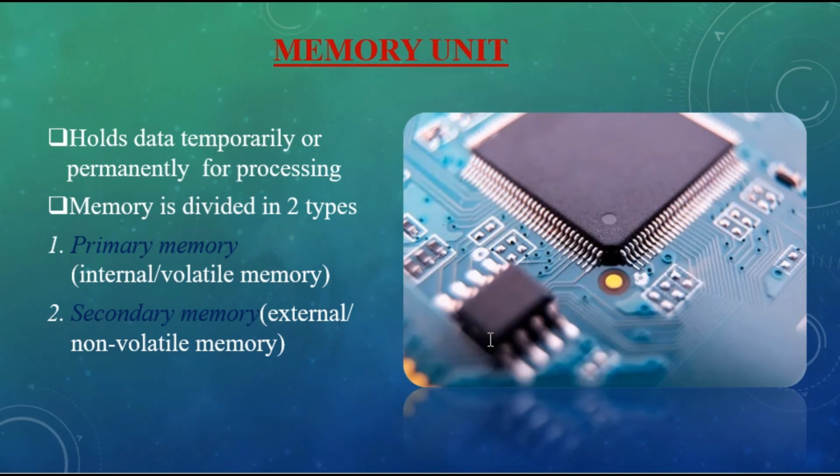Memory unit. Now, from the word memory, this is used by the computer to hold data temporarily or permanently for processing. And the memory unit is divided into two types. There is the primary memory and the secondary memory. The primary memory can also be referred to as the internal or volatile memory, while the secondary memory can be referred to as the external and non-volatile memory. We learn why the primary and why the secondary in our coming videos. Stay tuned.